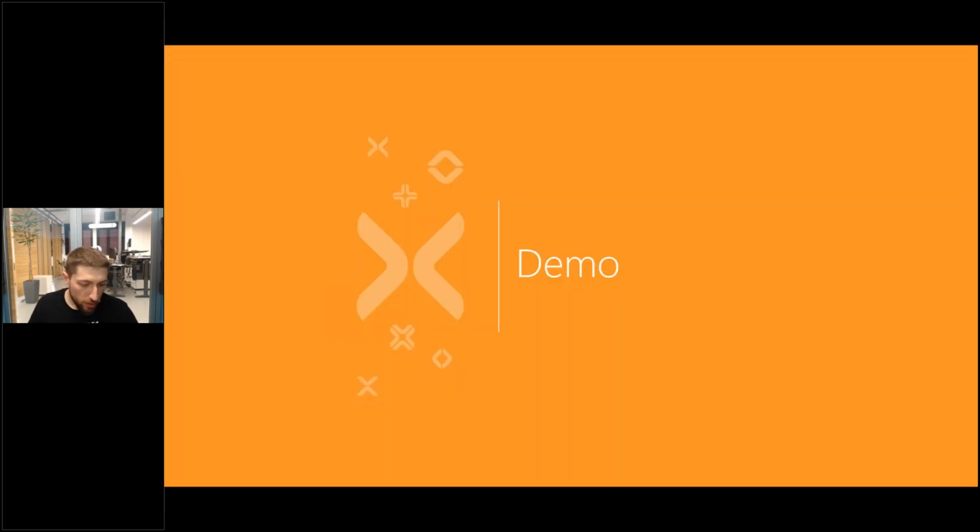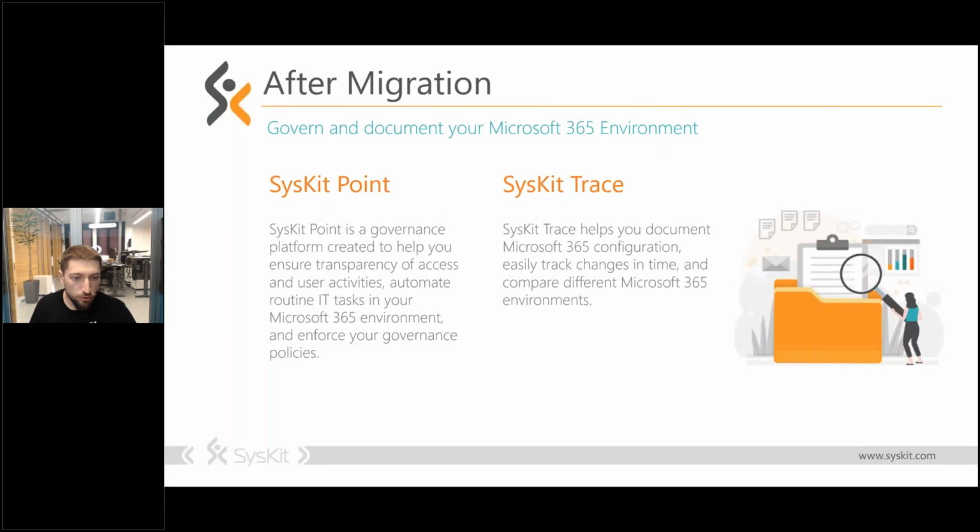Okay, I'll switch back to my presentation now and just to show you and mention a couple of new tools that we have here. So if you decide to migrate to Microsoft 365, we also got you covered there. We have two new tools you can use. So Syskit Point, which is a governance platform created to help you ensure transparency of access. And of course, with the help of Syskit Point, you can automate some of the tasks that you may do from day to day.